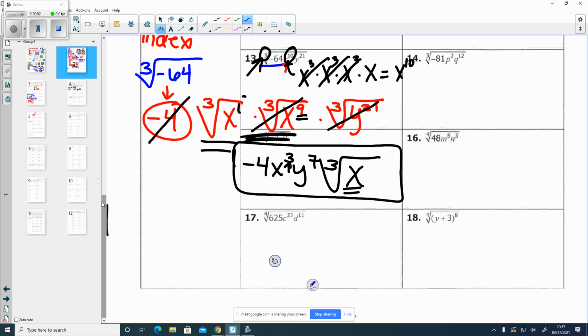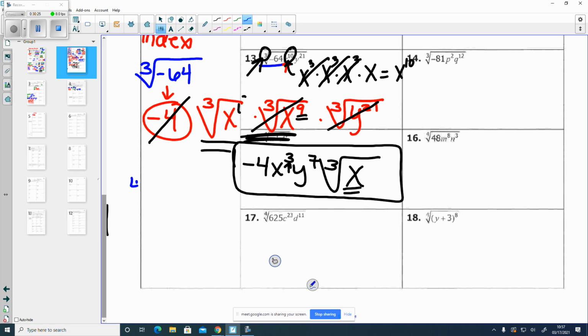So 17 is a fourth root, so the exponents have to be multiples of 4. Okay? This gets a little tricky because 23, even if I go down 1, that's not a multiple of 4. Right? So this is a little trickier. So we can separate it.